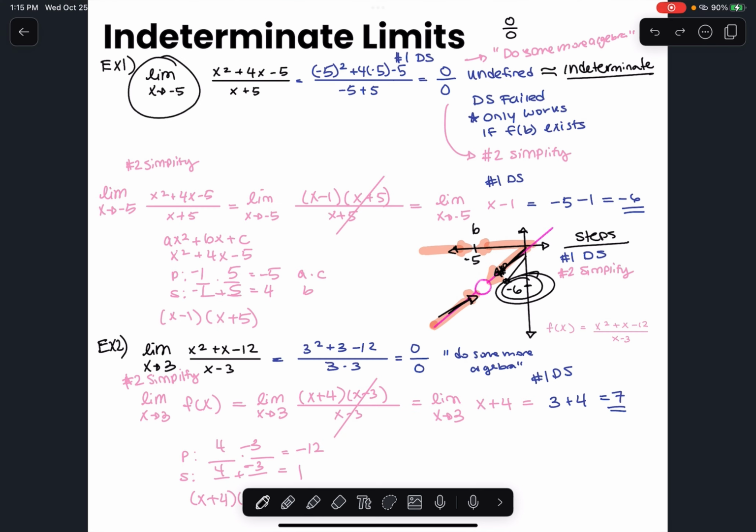So again, if there's anything you got from this video, 0 over 0 means do some more algebra, simplify. And your steps for solving limits for now: number 1, direct substitution. If that doesn't work, meaning it gives you 0 over 0, do number 2, simplify, and then repeat. Direct substitution, if you still get 0 over 0, keep simplifying.